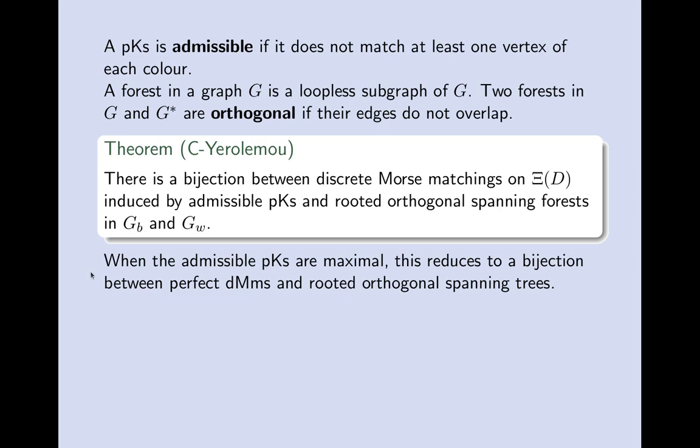And in fact, this is indeed an extension of the clock theorem, since if we are talking about admissible and maximal partial Kauffman states, then this reduces to a bijection between perfect discrete Morse matchings and rooted orthogonal spanning trees, which is basically a restatement of the first part of Kauffman's clock theorem.